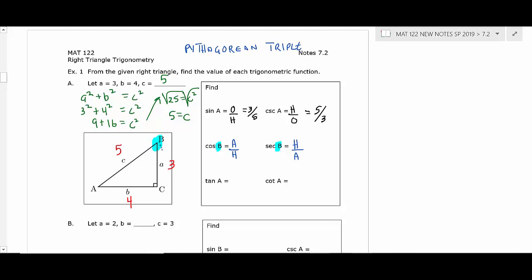But the 3 is the adjacent. So the cosine would be adjacent 3 over hypotenuse 5. Okay, so that would be the ratio. The secant's the reciprocal of that, so that would be 5 over 3. Okay, so in relation to B, 4 is opposite, 3 is adjacent. The hypotenuse is always the hypotenuse.